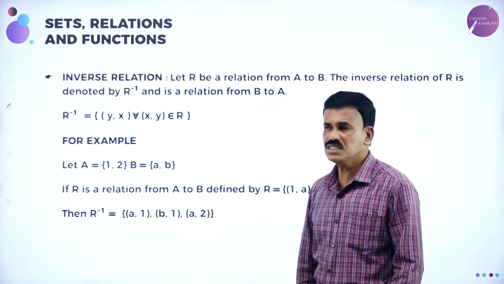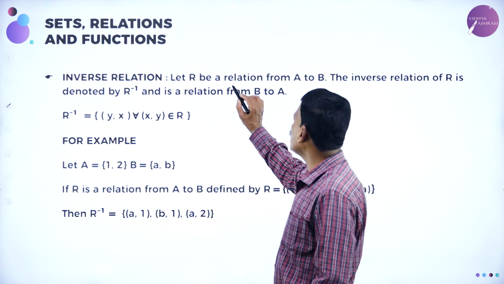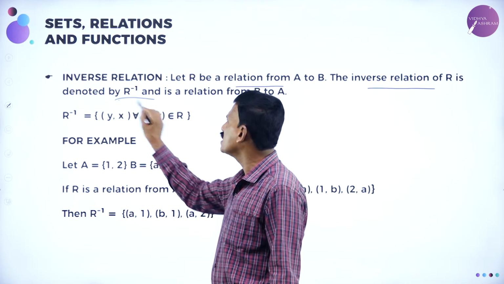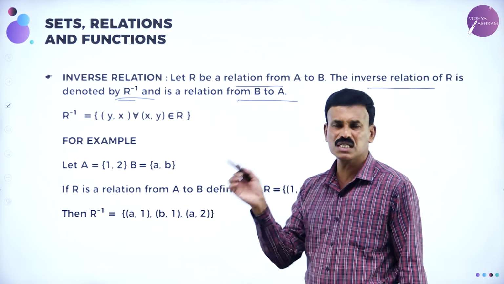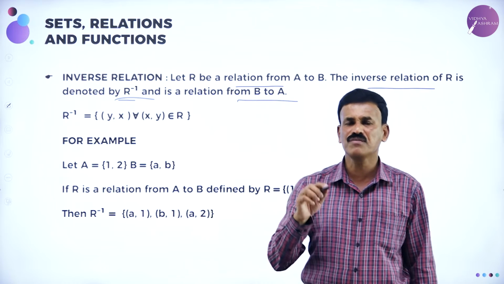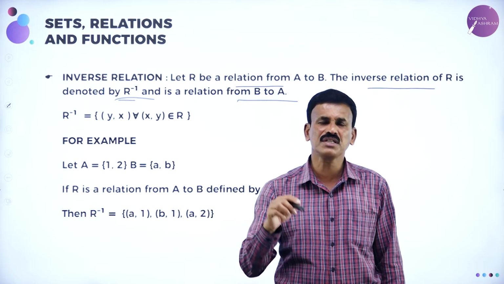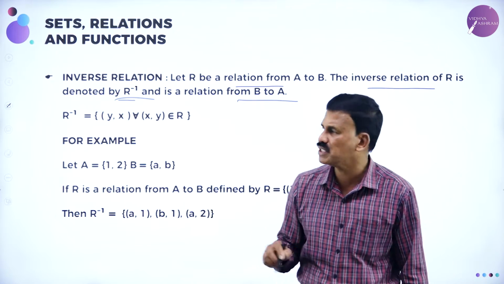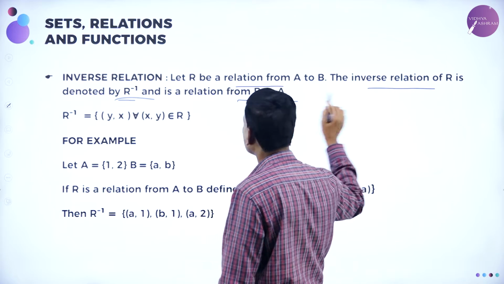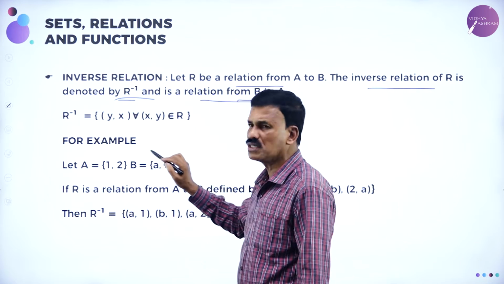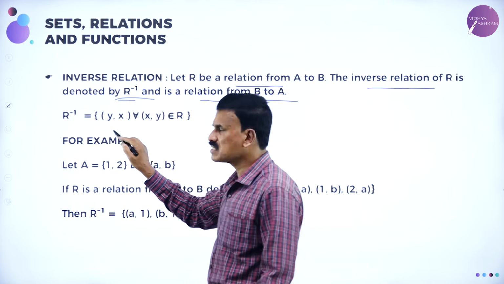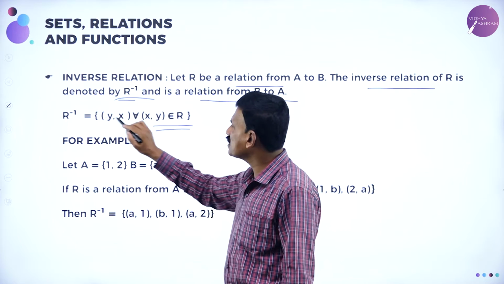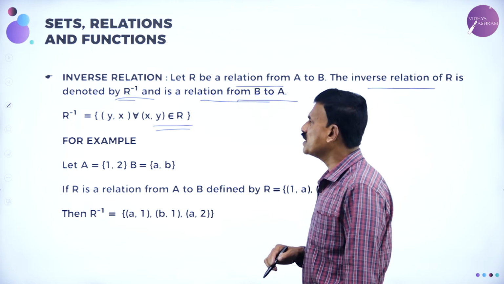Now let us come to the inverse relation. What is an inverse relation? Let R be a relation from A to B, then the inverse relation of R is denoted as R inverse, or R to the power of minus 1, and is a relation from B to A. That is nothing but the inverse relation. If (x, y) belongs to R, then the inverse is R inverse, which contains (y, x).